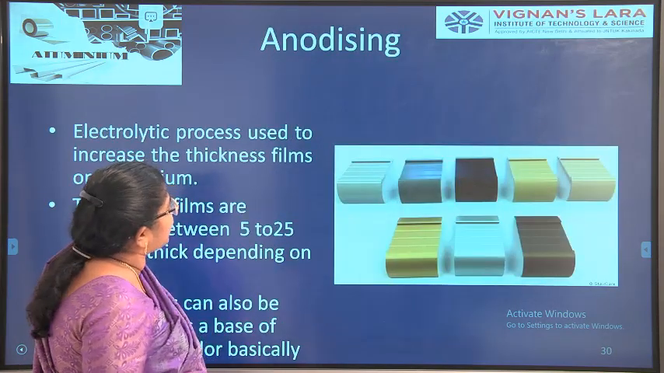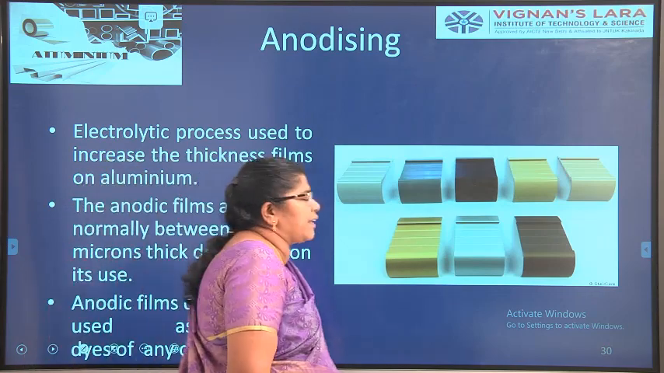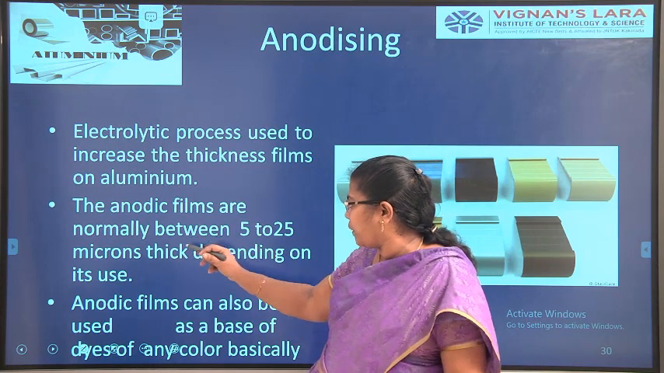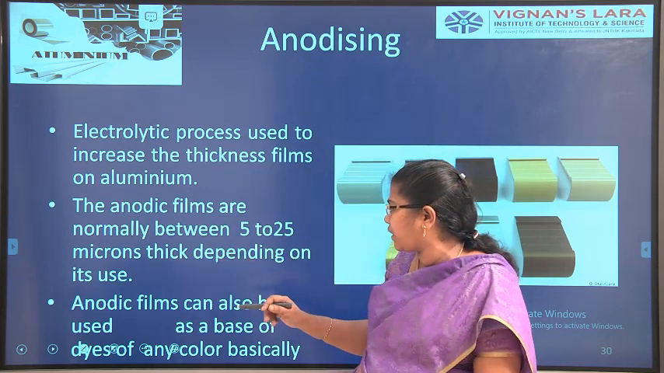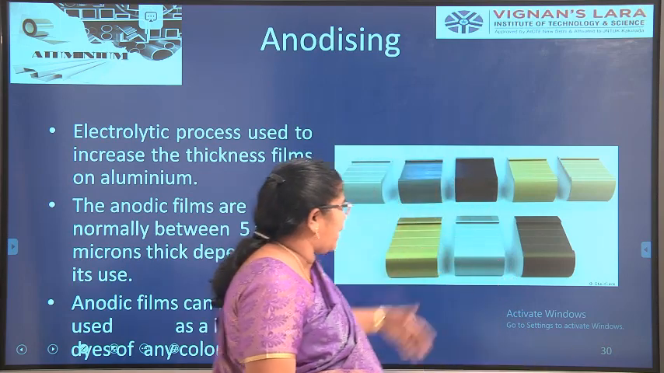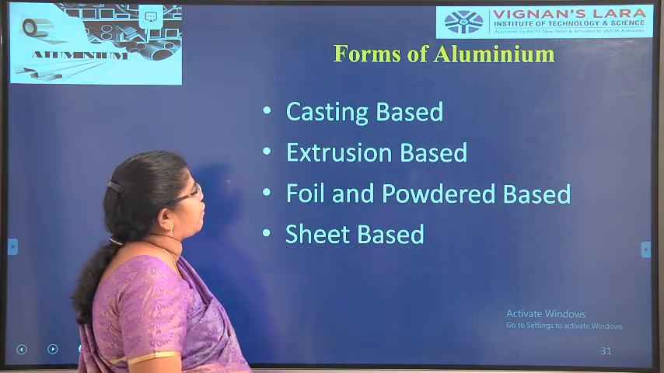Okay, so anodizing is nothing but an electrolytic process used to increase the thickness of the films on aluminum. The anodic films are normally between 5 to 25 microns thick, depending upon its use. So you can use it as a coating for the aluminum, which is very useful, right? The next one is forms of aluminum.